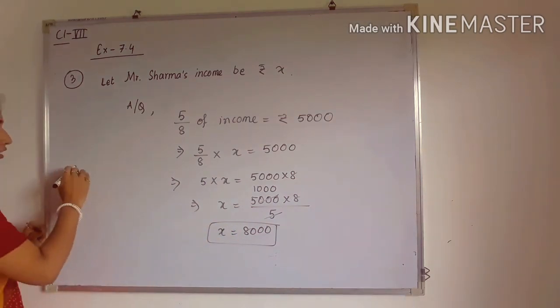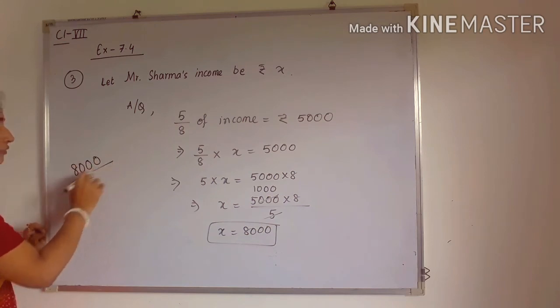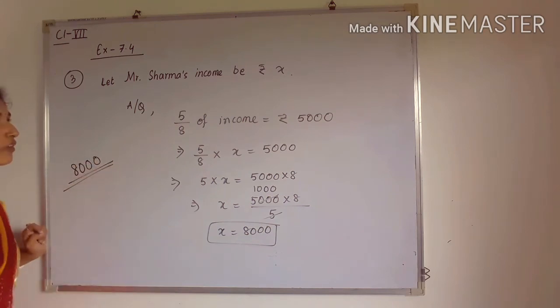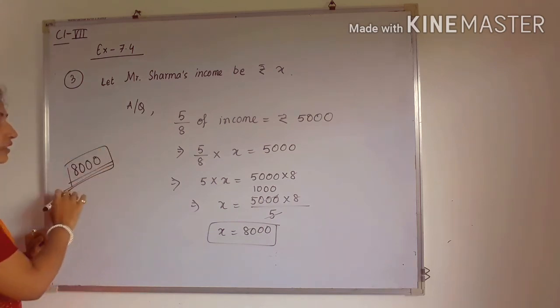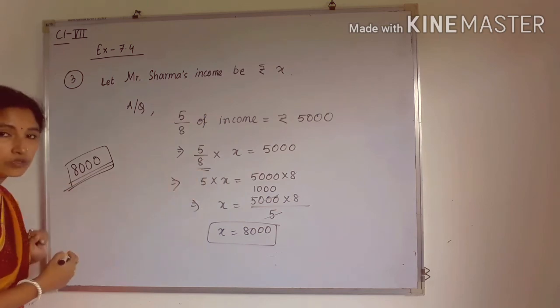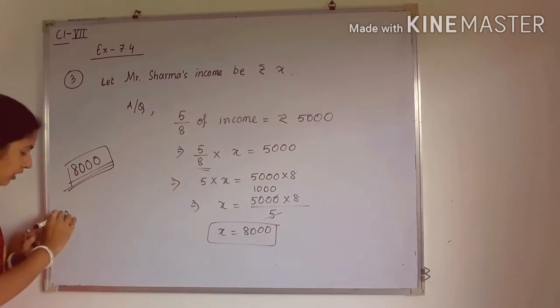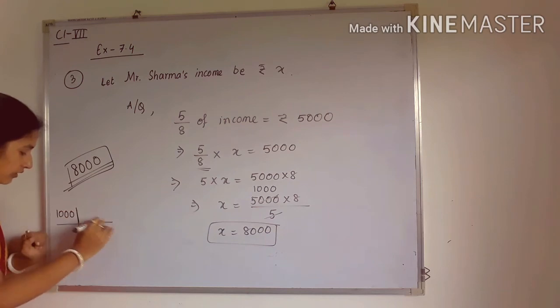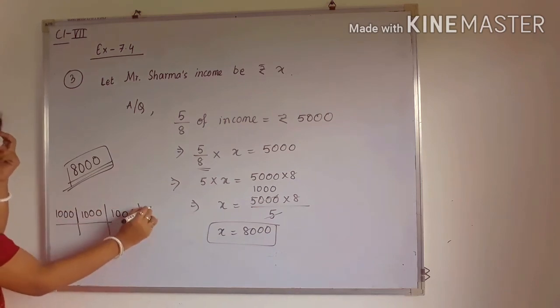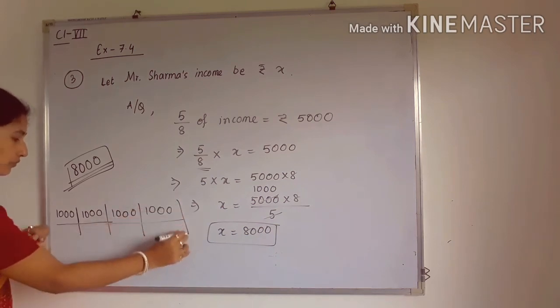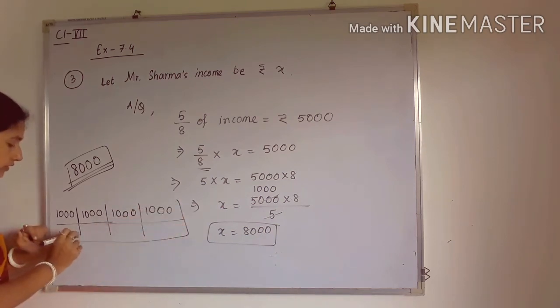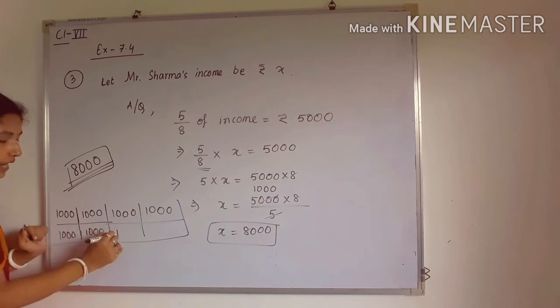So what is the meaning of 8,000? This is the income of Mr. Sharma. You have to write finally that Mr. Sharma's income is rupees 8,000. So if you divide 8,000 into 8 equal parts, what will you get? 1,000, 8 times. So like this you will get 8 times 1,000. Okay, so we will check by using a diagram.